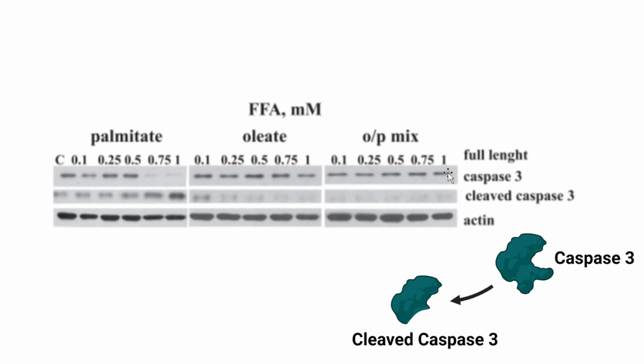The full length version is roughly the same. So you start seeing normal levels again by comparison to control. If you compare all these to control, even these aren't that bad. But then once you get to higher levels of palmitate, you start seeing the disappearance of this caspase 3. And why is that? Because it's being cleaved. It's being cut to its cleaved version. So the cleaved version doesn't seem to appear much, maybe a teeny tiny bit in the oleate and the mixture.